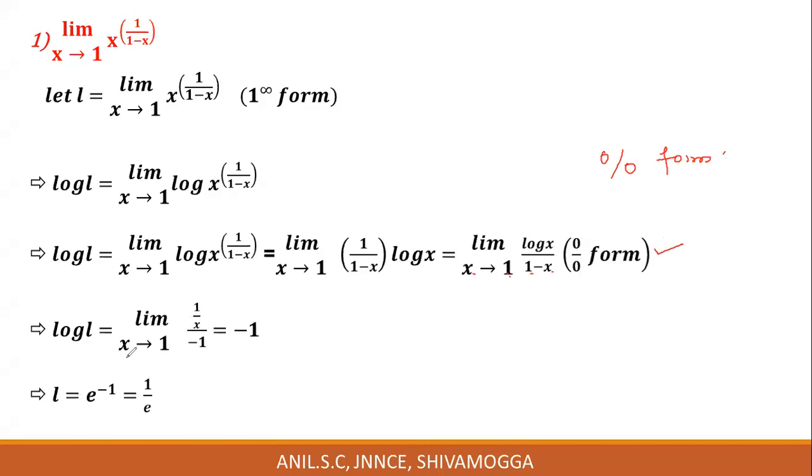Therefore, log L is equal to limit x tends to 1, derivative of log x. We know derivative of log x is 1 by x. Derivative of 1 minus x: 1 is constant, its derivative is 0, minus derivative of x is 1, that means minus 1. Now apply limits. As x tends to 1, this is 1 by 1, which is 1, divided by the denominator, minus 1. 1 divided by minus 1 is minus 1. We get log L is equal to minus 1. Therefore, L is equal to e power minus 1. E power minus 1 is 1 divided by e.